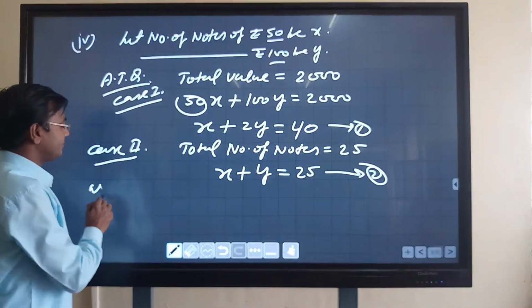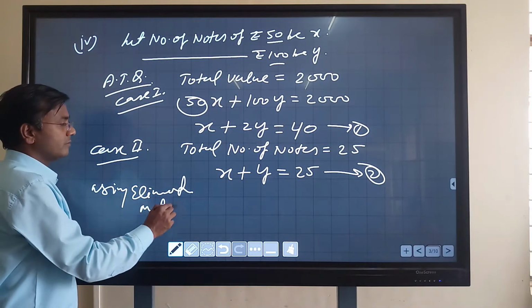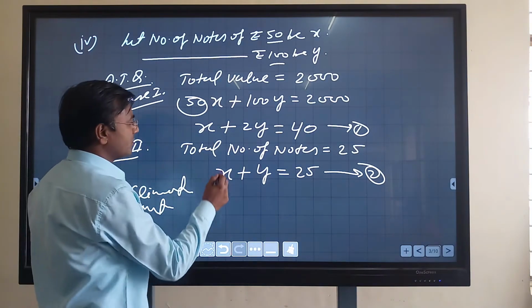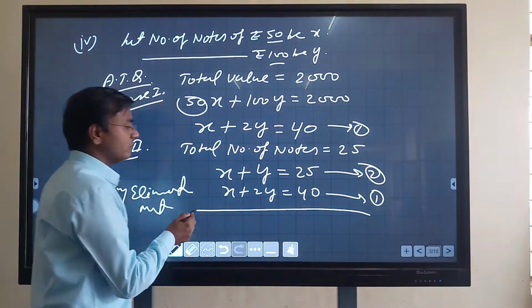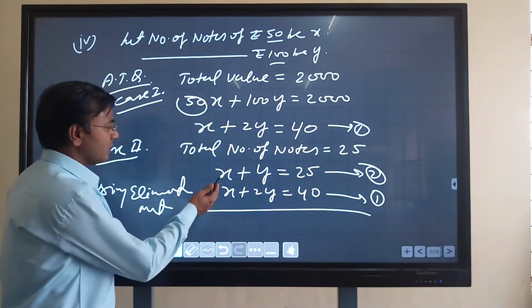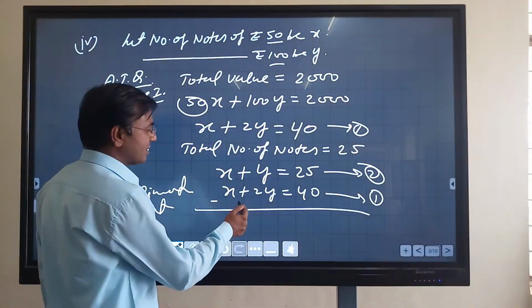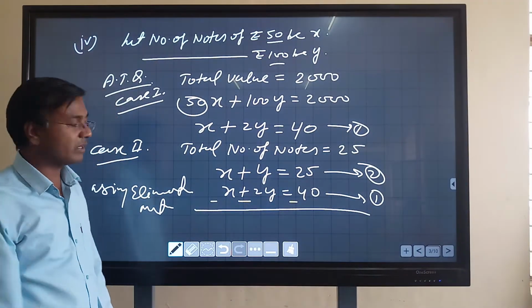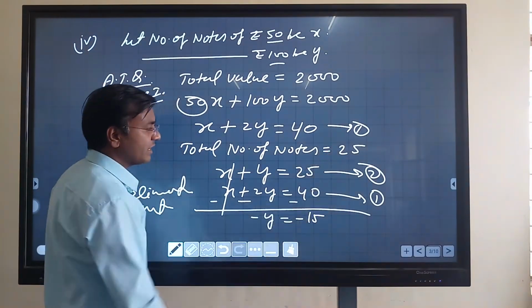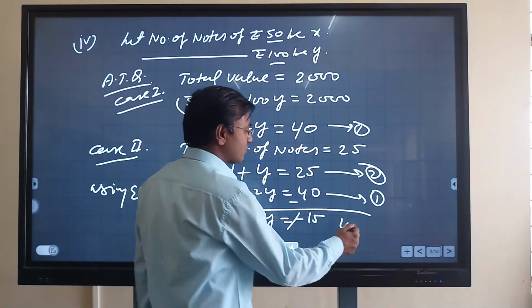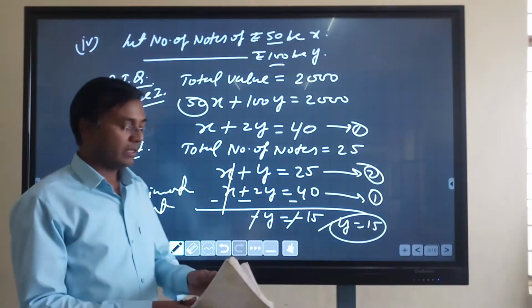So using the elimination method, simplify this: x plus 2y equals 40. This is equation first. Let me do the simplification. x for x, same sign and same symbol, so we will subtract, minus, minus and minus. Everywhere minus will come. x for x cancels. So here minus y equals minus 15. So y equals 15. Substitute this value of y in any equation, get the value of x, and finally you will get the number of notes.